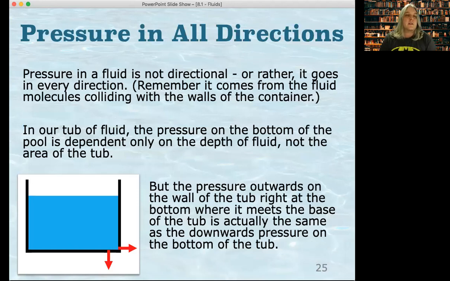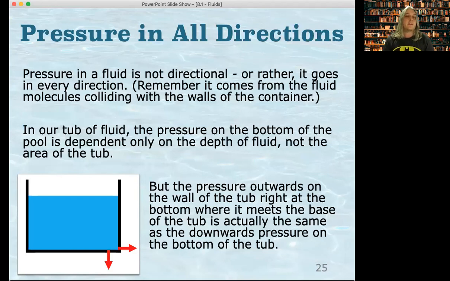So we just said that pressure depends on depth, and we've also mentioned the idea that the pressure is going everywhere. In a fluid, it's pushing on the walls and the bottom, not just the bottom like we saw with solids. So it's pressing everywhere, and the question you might naturally ask is, what's the difference between the pressure downwards and the pressure sideways? There isn't one. Right? The pressure is the same everywhere at a certain depth.